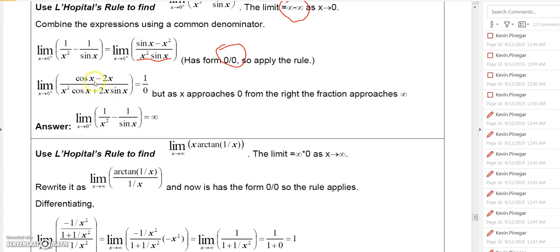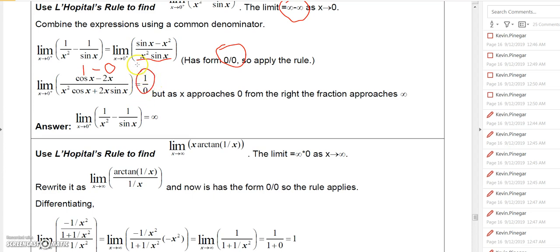Now, if I evaluate this one, it doesn't give me a number. Let me show you what it gives me. If I plug 0 in here, I get cosine of 0, which is 1. And then if I plug it in here, I get 2 times 0, which is 0. And then on the bottom, I'm going to get 0 for this term and 0 for this term. So I'm going to get 0 on the bottom. So I'm going to get 1 on top, 0 on the bottom. So I get 1 over 0.